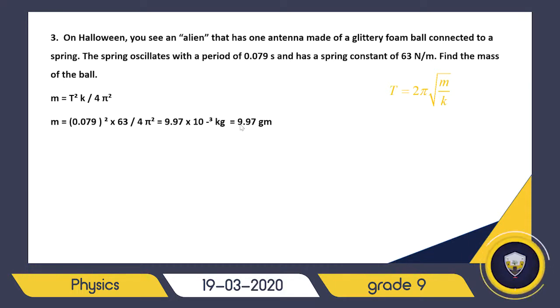It will be 9.97 gram, or 9.97 multiplied by 10 to the power 3 kilogram. Both of them are correct.